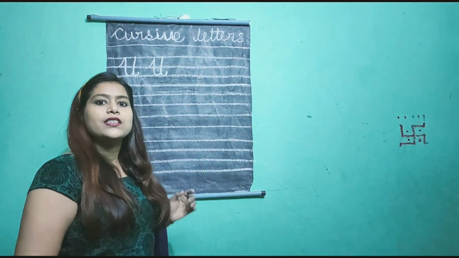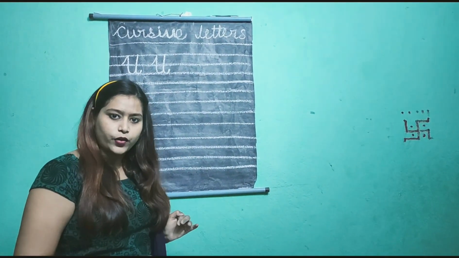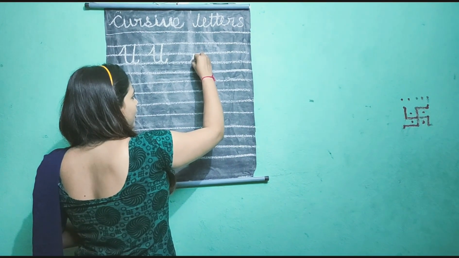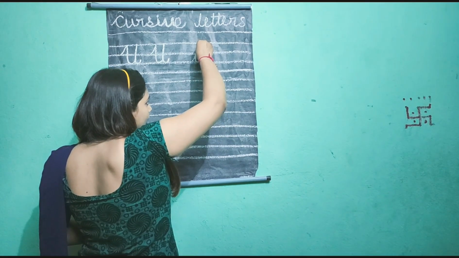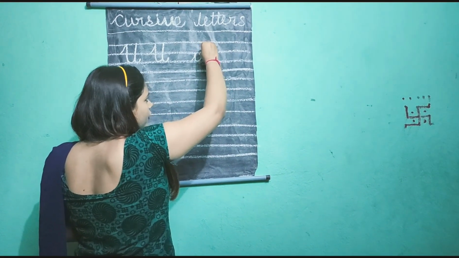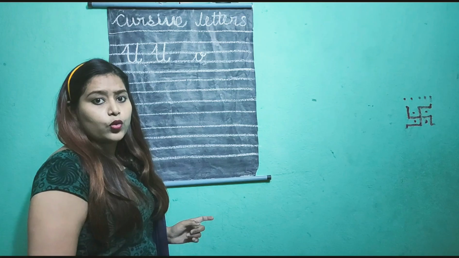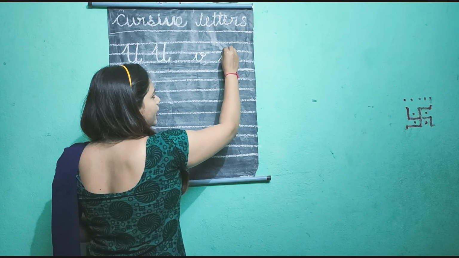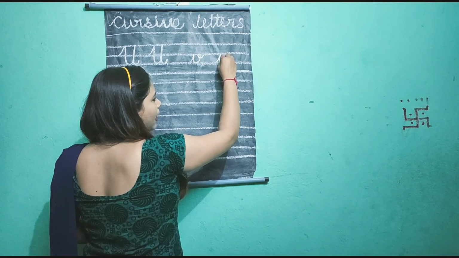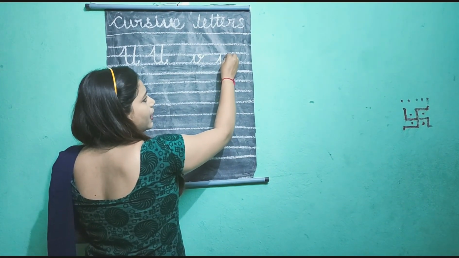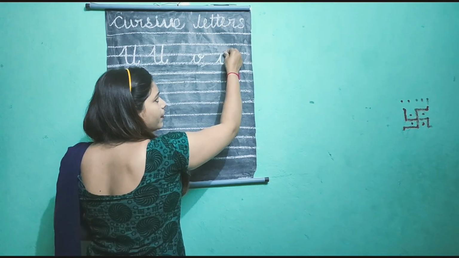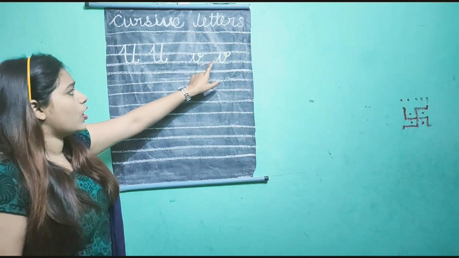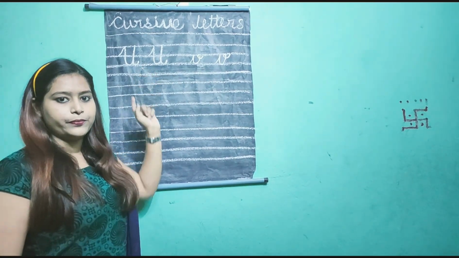Now small letter U is the same, but it will be in the middle line. It will start from the middle line, again come to the middle line, and here you will do a small curve like this. So this is small U. Again I'm showing you, starting from the middle line, come to the bottom of the middle line, go to the top of the middle line, a small curve like this. So this is small letter U, and that is capital letter U.